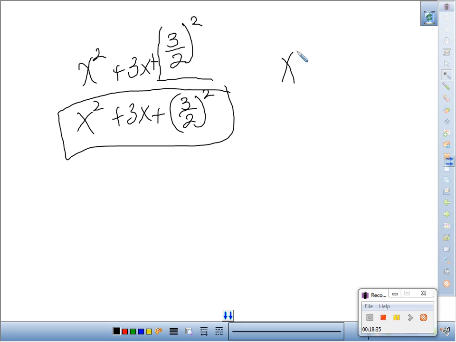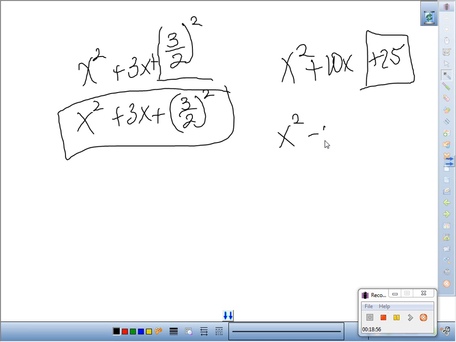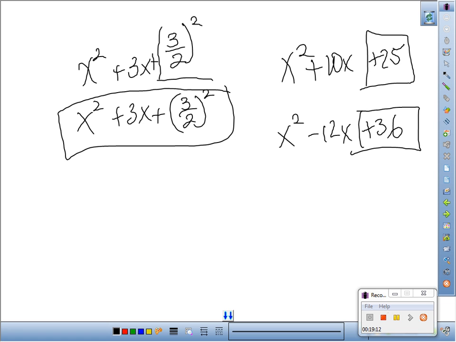How about this one? X squared plus 10x. How about this one? Complete the square, which is plus 25. How about this one? X squared minus 12x. What goes here? Negative 12 over 2 is negative 6. Negative 6 squared is plus 36. There's several of those. All right, let's go to the next one.